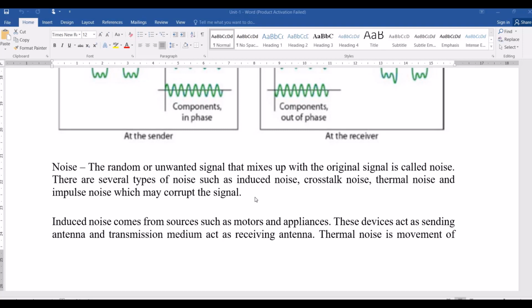There are several types of noise, such as induced noise, crosstalk, thermal noise, and impulse noise, which may corrupt the signals, which can cause errors in the original signals. Induced noise comes from sources such as motors and appliances, like induction motors, fans, or different types of equipment. These devices act as a sending antenna and the transmission media act as a receiving antenna.